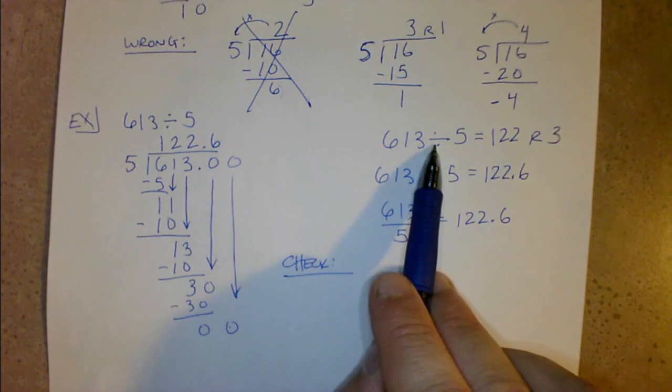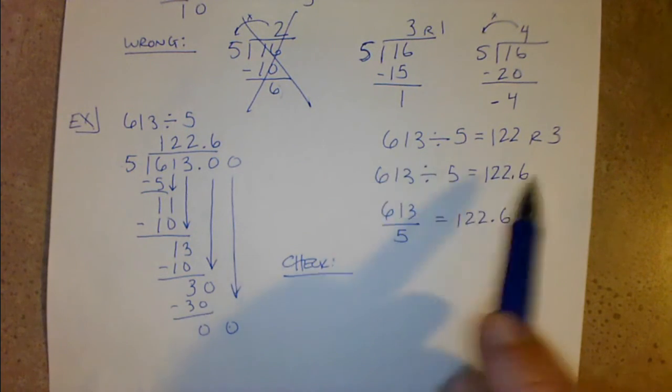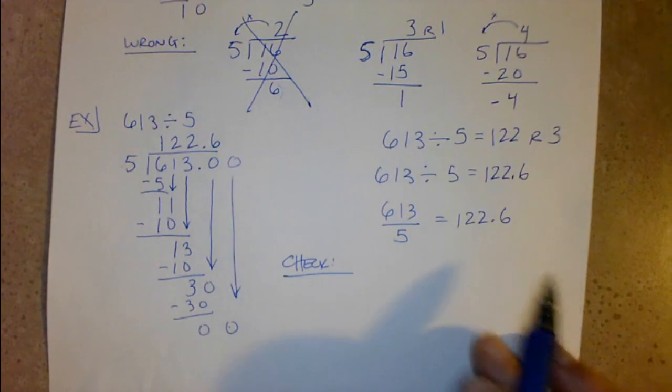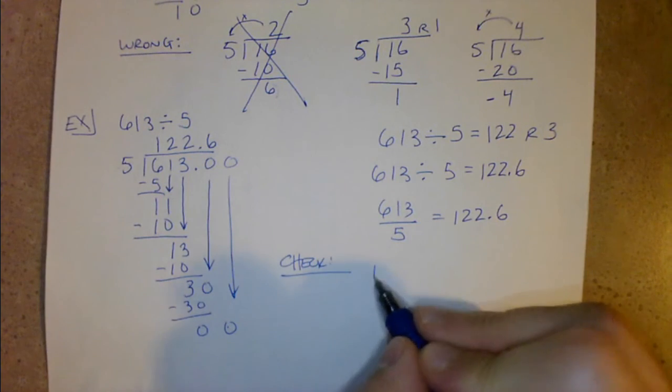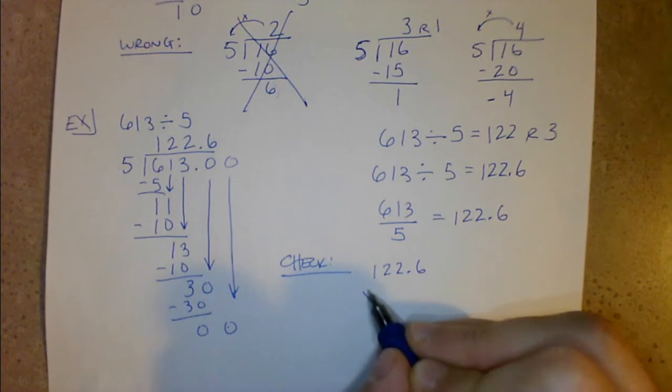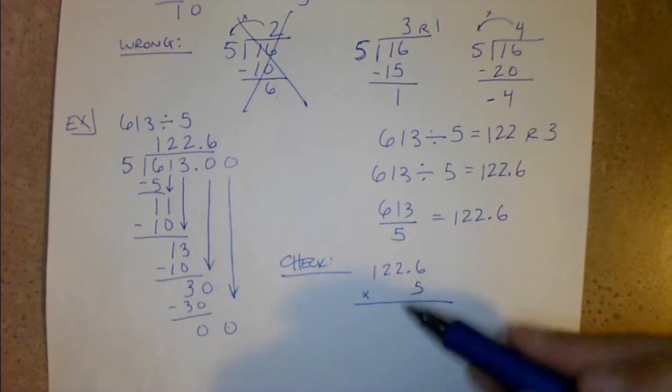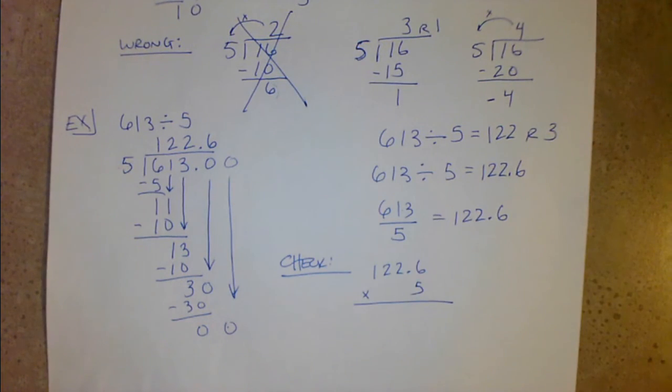Division is undoing multiplication, so to check, let's actually multiply to see what we get. All right, so let's check the decimal answer. So 122.6. Let's multiply that by 5. And let's cross our fingers and hope that we get 613.